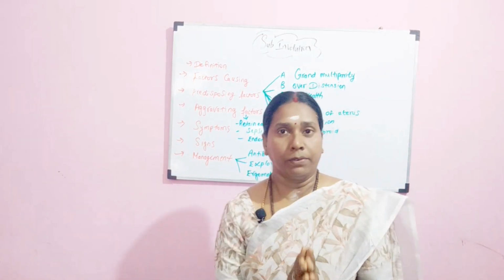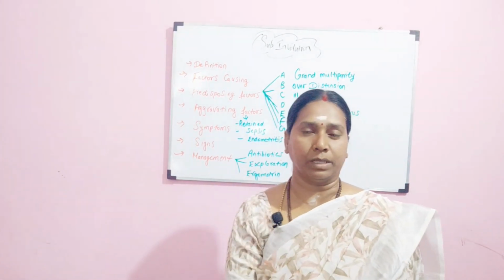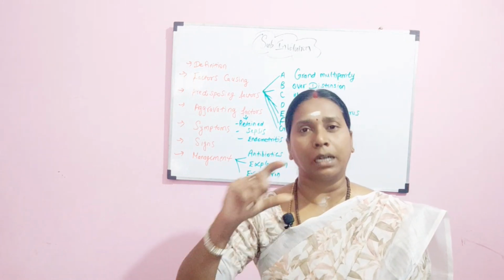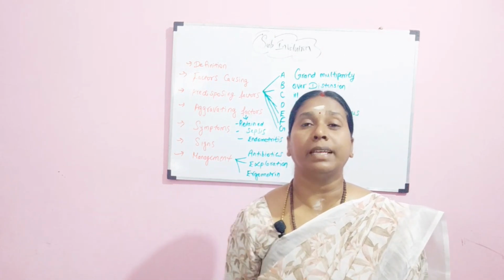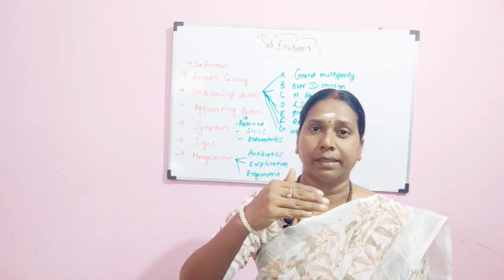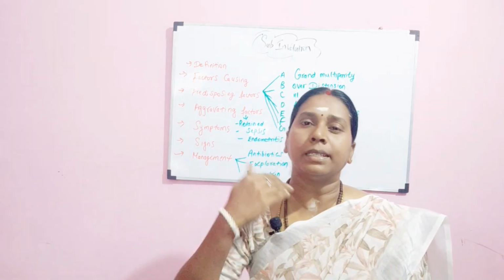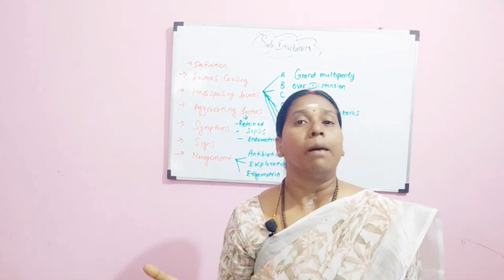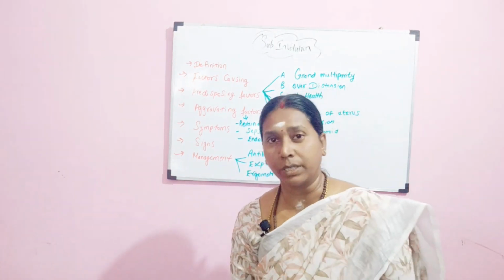So, we have discussed involution in the previous class. Now we will talk about sub-involution. The term says sub-involution is the involution which is lesser. When you compare to the normal involution, this involution is less. So, involution has not taken place properly. At that time we say it is sub-involution.